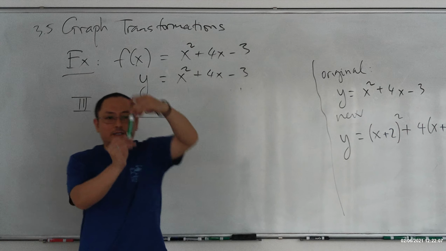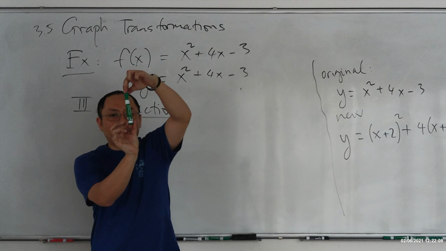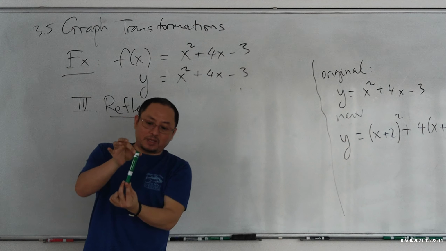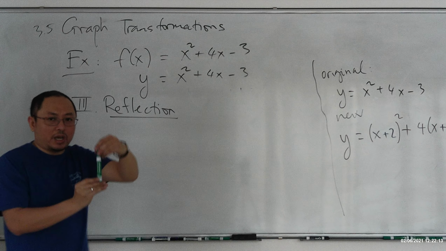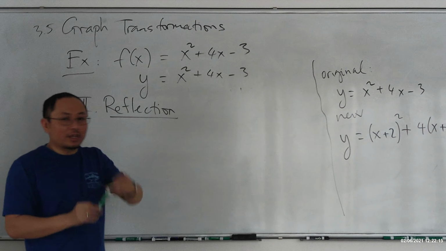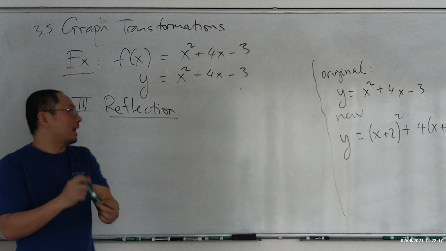So graphically, say you have a graph like this. You want to flip over the x-axis, you have something upside down like this. So what do we need to change to flip over the x-axis? We are changing y to negative y. Okay?